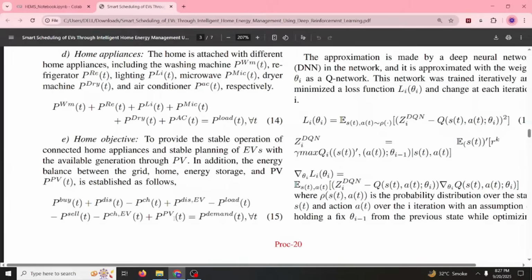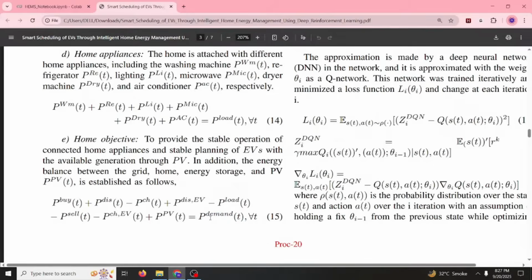So overall, the energy coming to the home either from the battery or from the grid or from the PV will be with the positive sign, and the energies going out of the system, fulfilling the load, charging the batteries or charging the EVs, will be with the negative sign. So when we sum all those up, that must be equal to the power demanded.